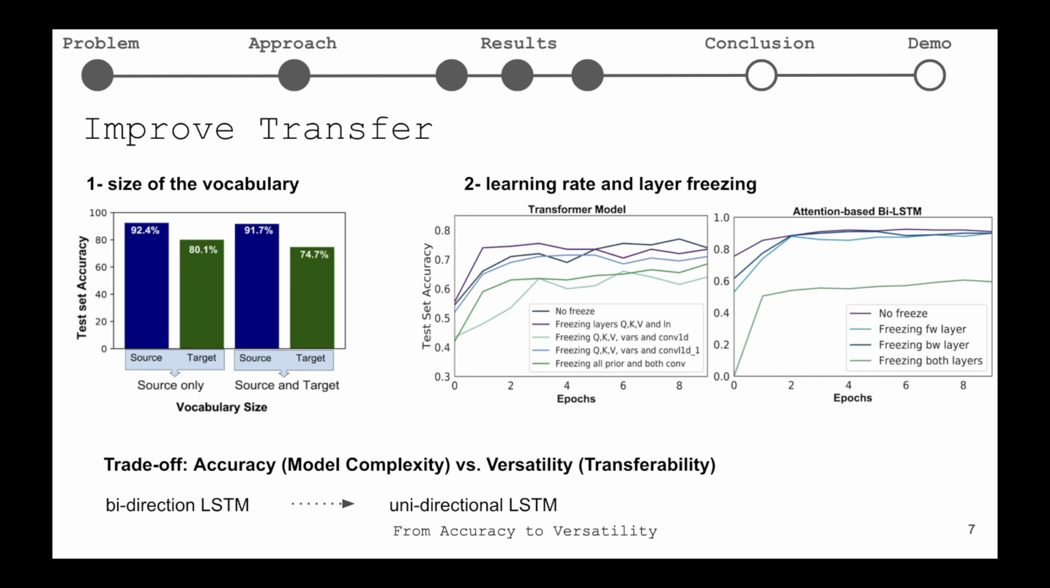In fact, the transfer learning models can be slightly simplified, such as by removing the backward layer for the attention-based bidirectional LSTM and layers Q, K, and V for the transformer model. This removal does not affect the performance, but rather increases the speed of convergence. We can freeze the bias term of a fully connected output layer of the attention-based bi-LSTM without forfeiting performance.